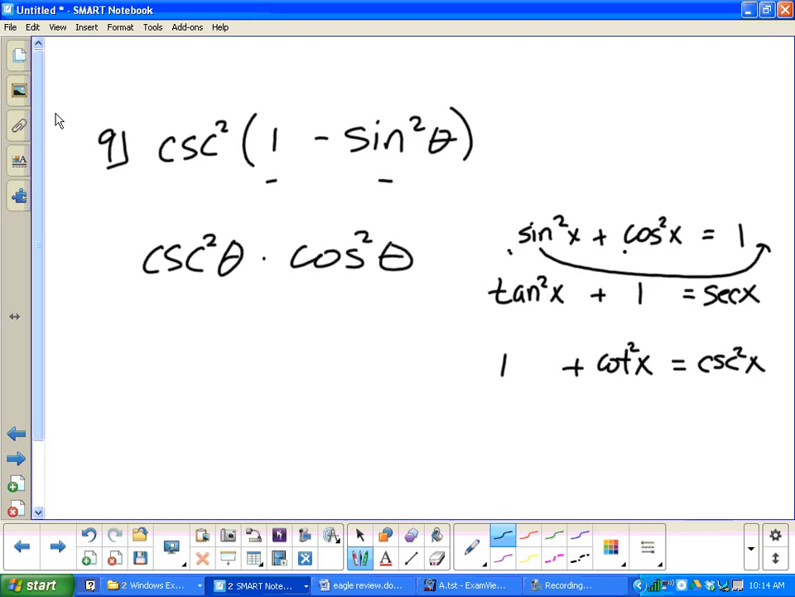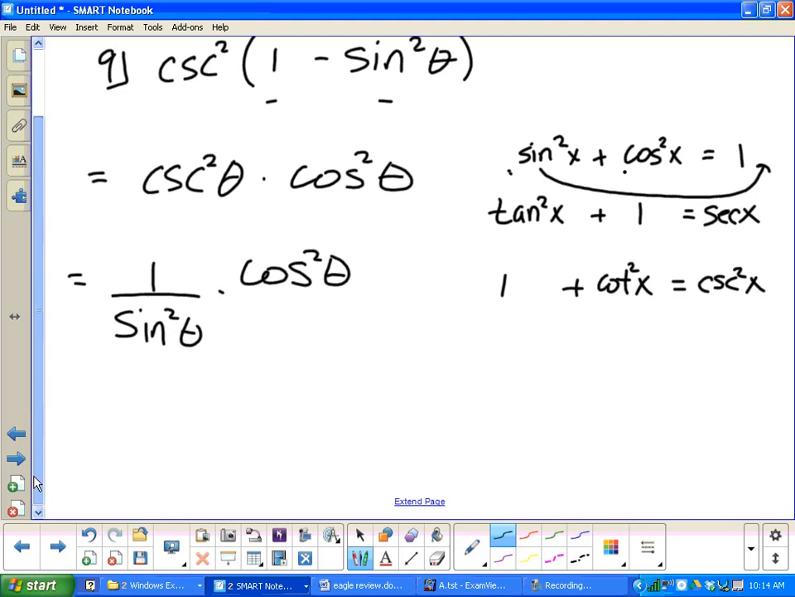Okay, now what can we do? Right, so we'll change this to 1 over sine squared times cosine. Now nothing's going to cancel this time. So that would give me cosine squared over sine squared, but that's cotangent.